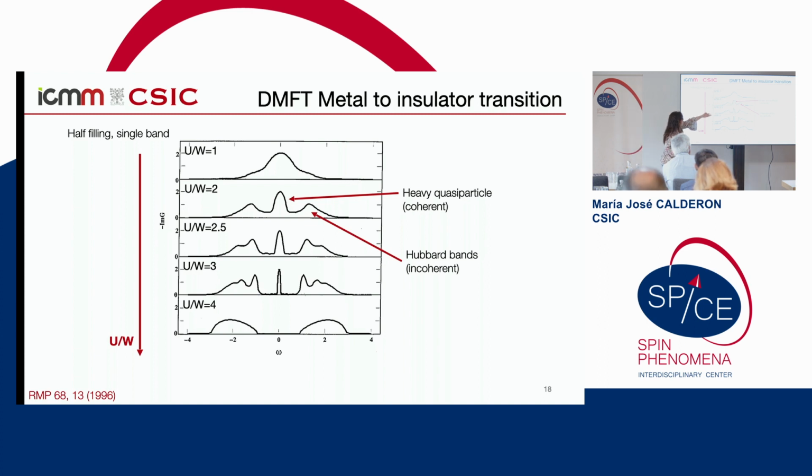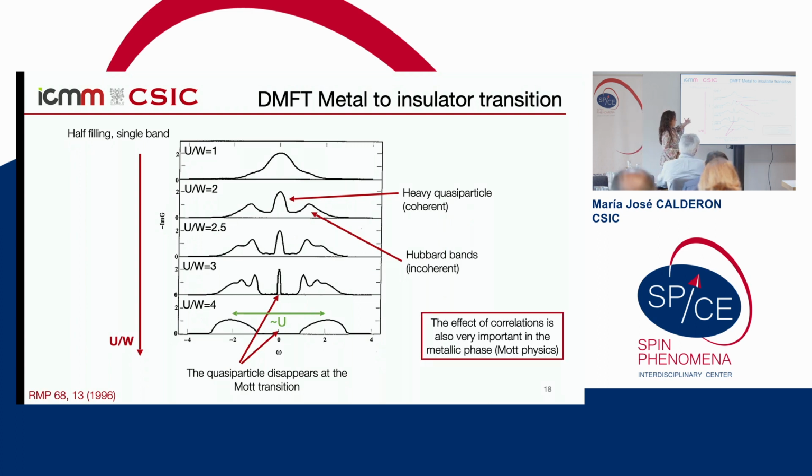As you keep increasing U over W, this three-peak structure gets stronger, and at the end, you have this quasi-particle peak separated from the Hubbard bands. And when U is sufficiently larger than W, then you have a Mott transition, and the quasi-particle peak disappears. So here you have a metal, and here you have an insulator. But here you have a very strongly correlated metal. Okay, so this is what you expect for one band at half filling with dynamical mean field theory.